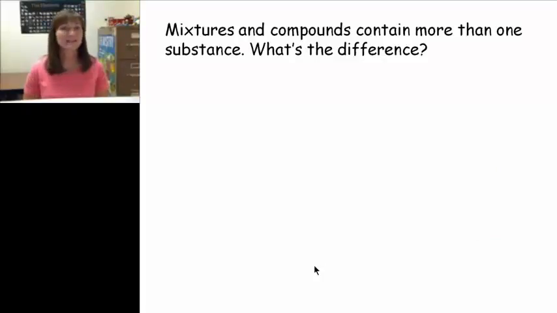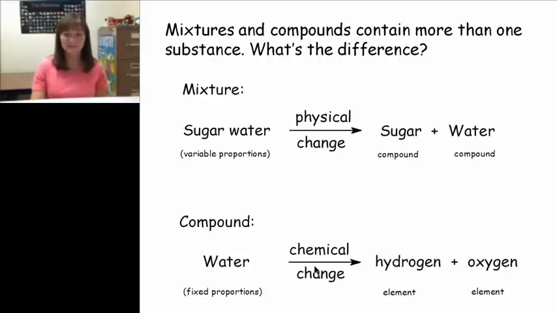I like this slide because the two categories that students mainly confuse are the mixtures and the compounds. And I think where the confusion comes from is that they both contain 2 different components. Mixtures are 2 components, but they can have variable proportions. Compounds are 2 or more different elements, but they have a fixed ratio, and they're bonded together. So this slide depicts some of those differences.